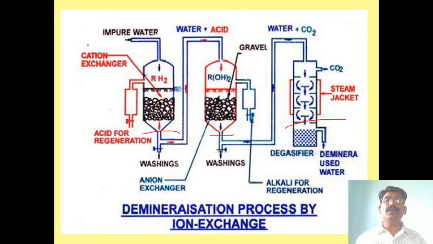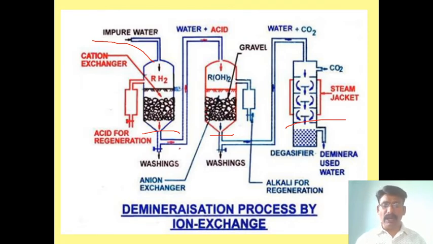Now the impure water comes like this and passes through the resin, and here the cation is absorbed. If magnesium chloride is present, the magnesium is absorbed and the chlorides remain, together with the H plus ions, and this water is acidic water. Why is it called acidic water? Because the chlorides are present along with an equal amount of H plus ions from the resin.